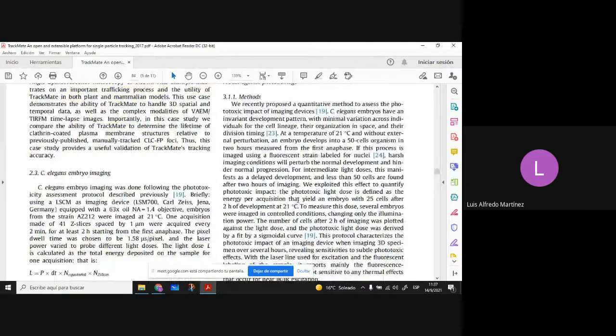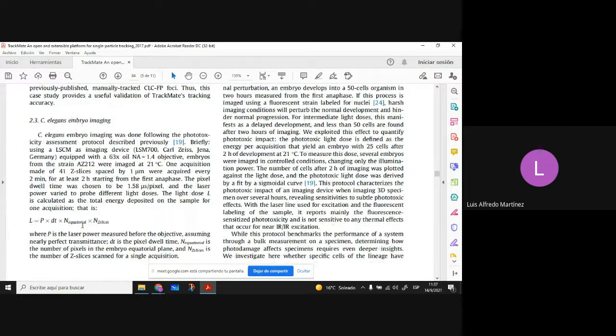C. elegans result. In C. elegans embryos, imaging was done following the phototoxicity assessment protocol using a laser scanning confocal microscope as the imaging device. In this acquisition, an image was made every 2 minutes for the last 2 hours, starting from the first anaphase.